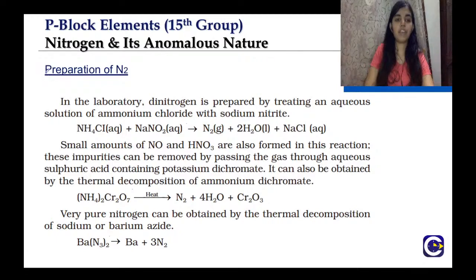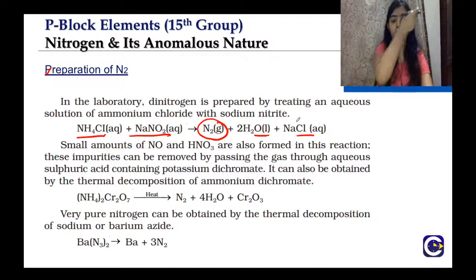Now, preparation of nitrogen. In the laboratory, dinitrogen is prepared by treating an aqueous solution of ammonium chloride and sodium nitrite. So if you treat ammonium chloride with sodium nitrite, it will give you N2 gas plus water plus NaCl in the aqueous form. Small amounts of NO and HNO3 are also formed in this reaction. These impurities can be removed by passing the gas through aqueous sulfuric acid containing potassium dichromate.